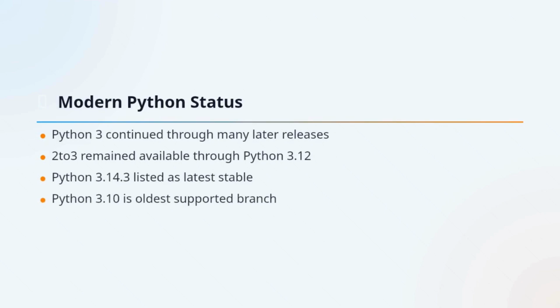After Python 3.0, the language continued evolving through many 3.x releases, with improvements spread across performance, tooling, and long-term support. The article notes that 2to3 remained available through Python 3.12, showing how long migration support mattered. As of the article's update, Python 3.14.3 is the latest stable release, while Python 3.10 is the oldest branch still supported in the security phase. So now we have the full picture, from Python's birth to its modern maintenance model.